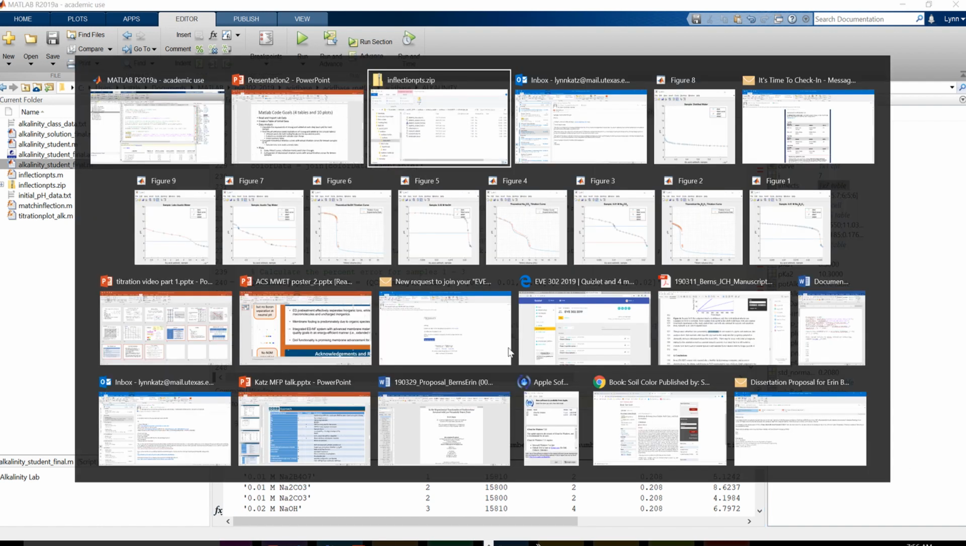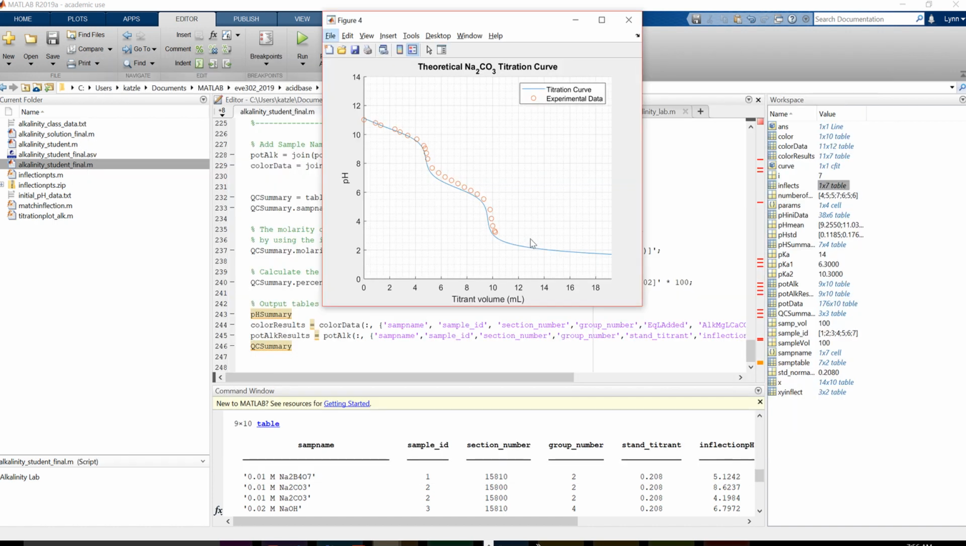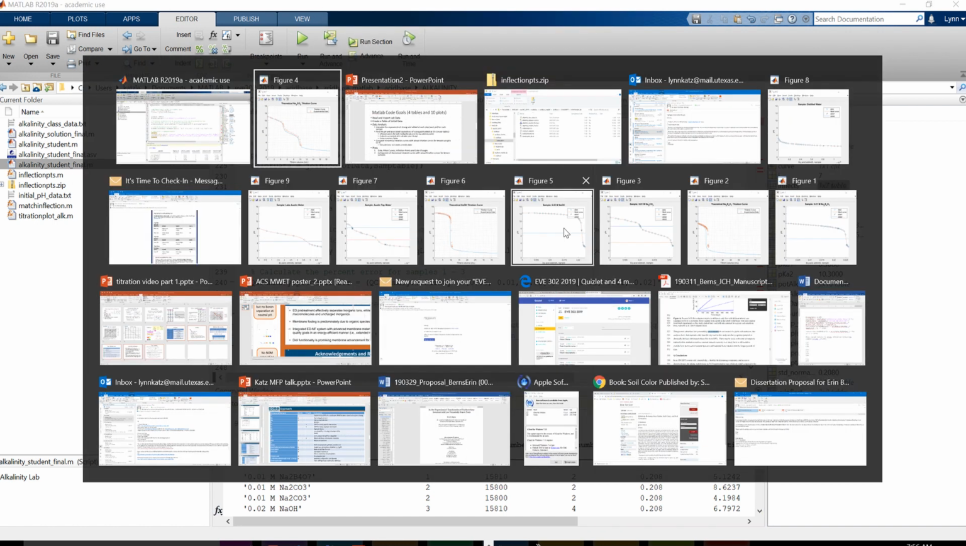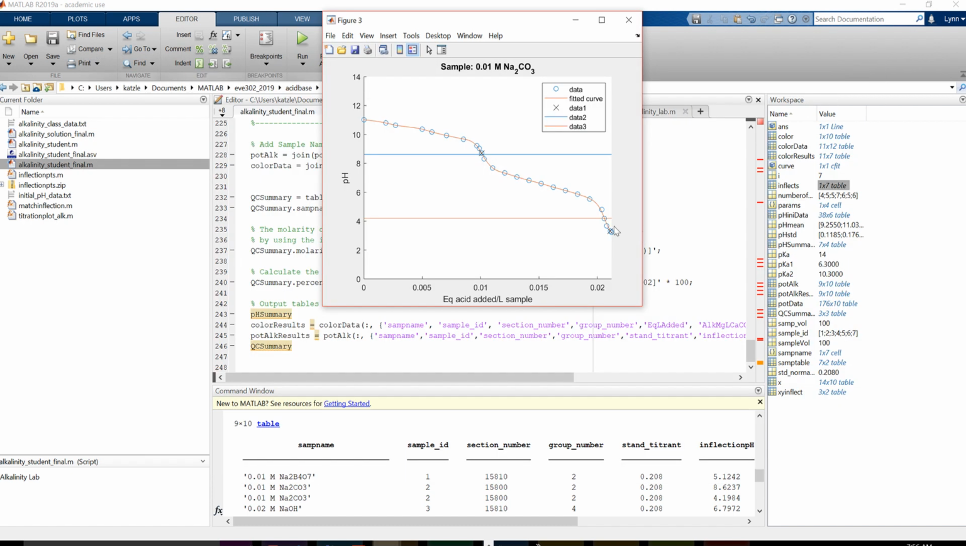A typical plot looks like this. You can see this is, well, whoops, that's the theoretical curve. Let's see, there we go. This is the sodium carbonate curve. You can see the data that you collected, the fitted curve, okay?